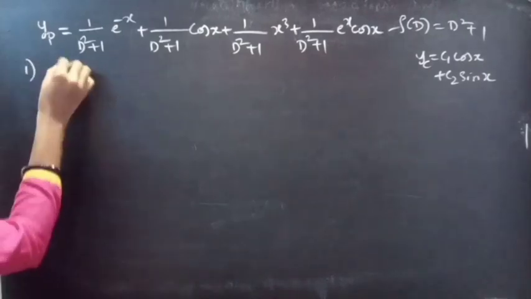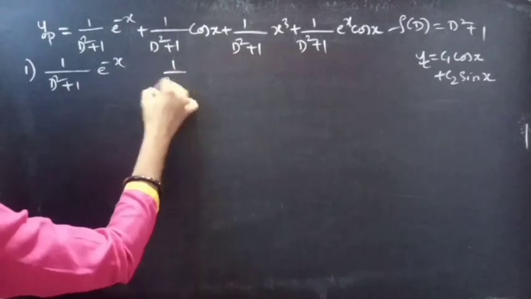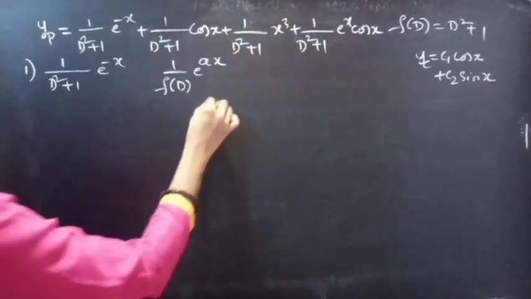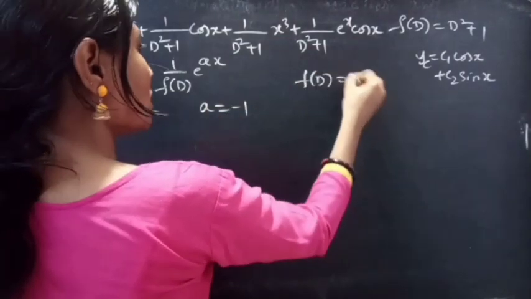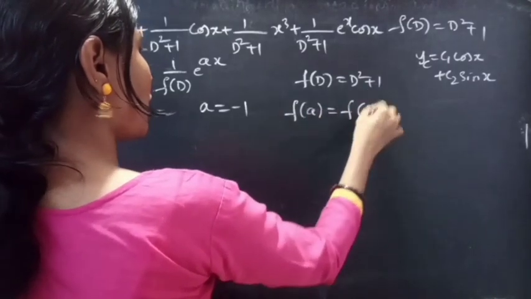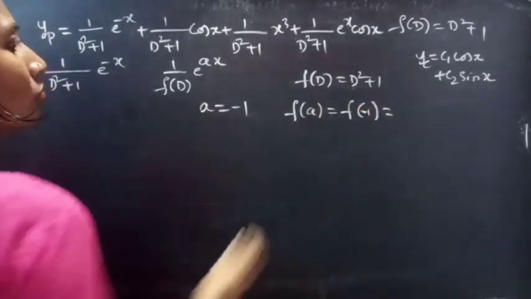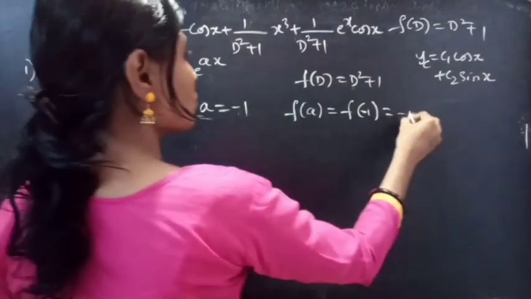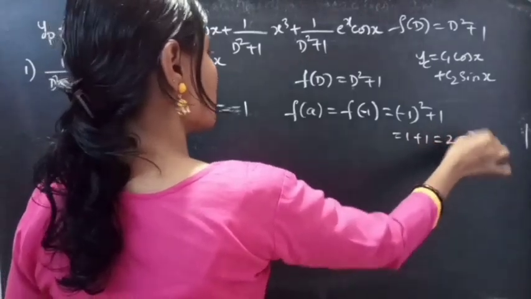We'll find the first term, 1 by D square plus 1 into e power minus x. This is of 1 by f of D into e power ax form, right? For a equals minus 1, we have f of D equals D square plus 1. Now let's find f of a, which is f of minus 1. Replace D with minus 1. We'll get minus 1 whole square plus 1 equals 1 plus 1, which is 2, non-zero.